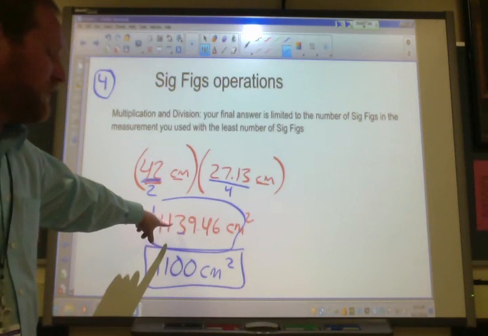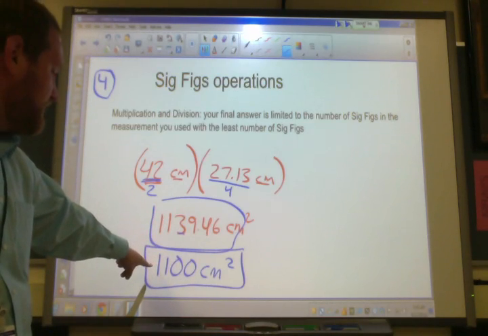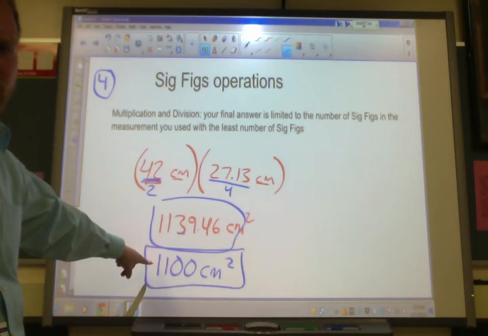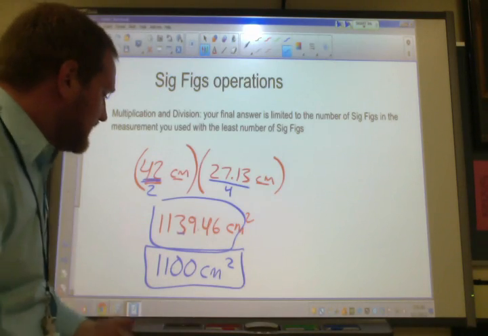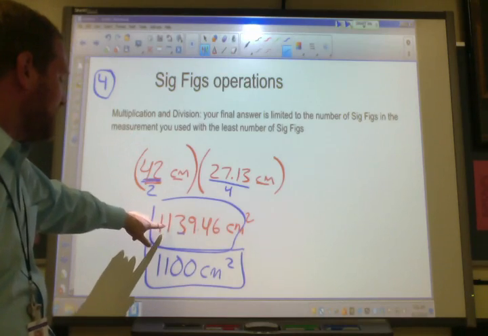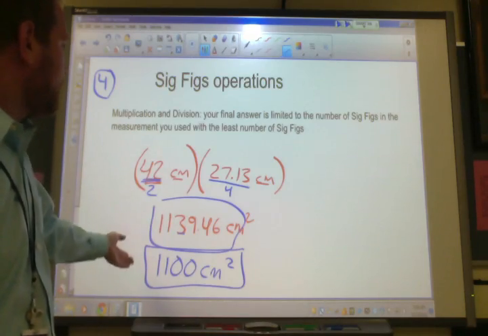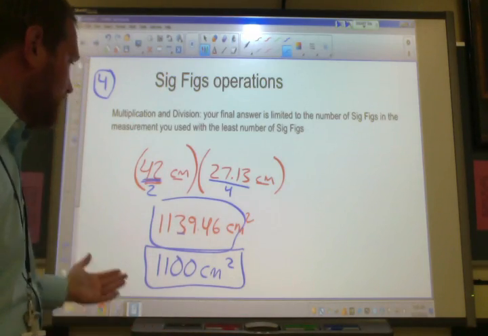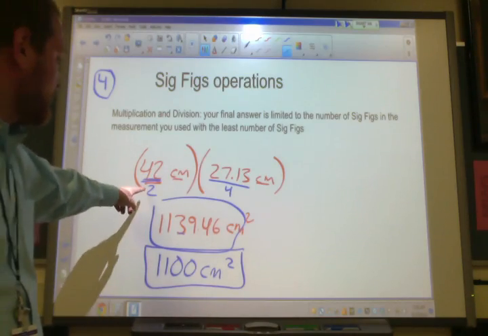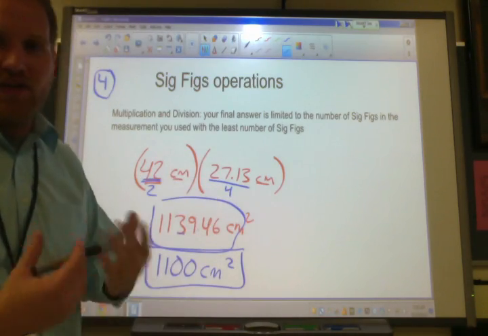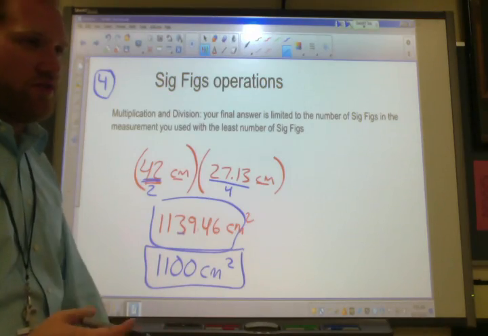You might say, well, if we know it's that, why would we make a lazier answer? Well, it's based on this idea that you can't tell me it's this precise if you don't know it based on that. So this is multiplication. Division's the same thing. If you're dividing 2 numbers, look at the number of sig figs, take the one that's smaller, and round your answer off to that.